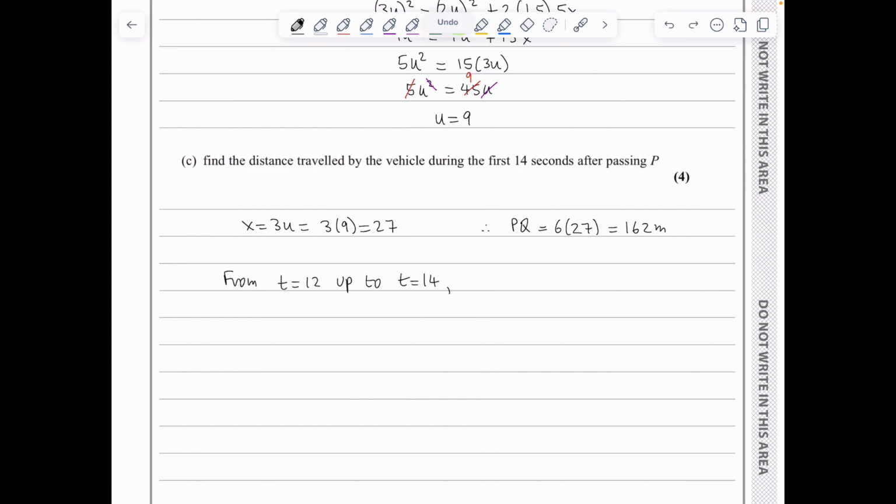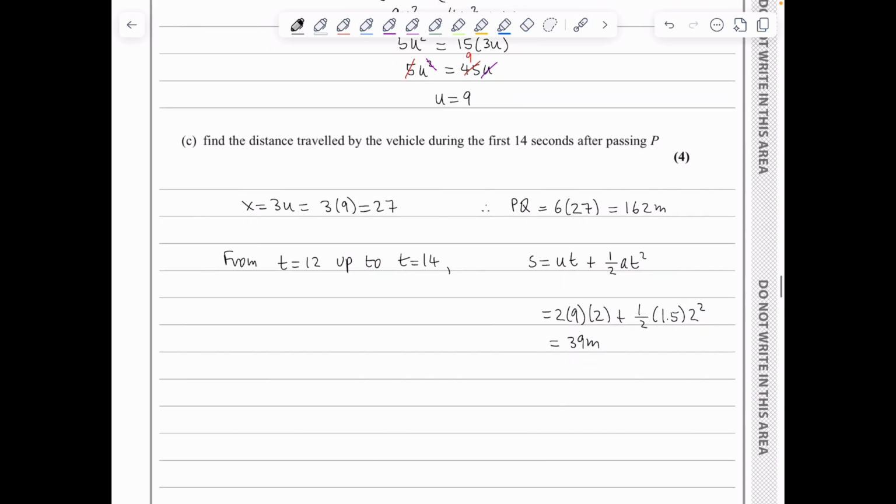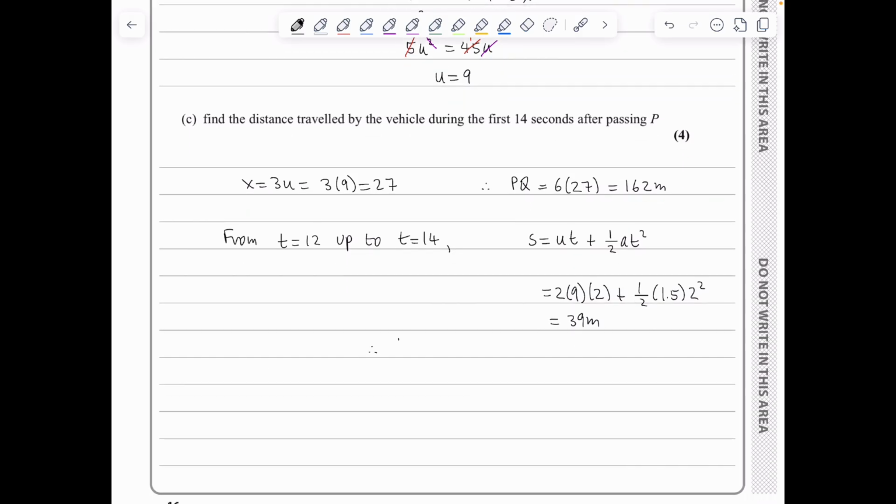And then from t is 12 up to t is equal to 14, I will be using s is equal to ut plus a half at squared. Well, we know that the initial speed was 2u, so this is going to be 2 times 9 times the time of t plus a half times the acceleration of 1.5 times the time squared, so 2 squared. This gives an answer of 39 meters, and therefore the total distance covered is 162 plus 39, which is equal to 201 meters.